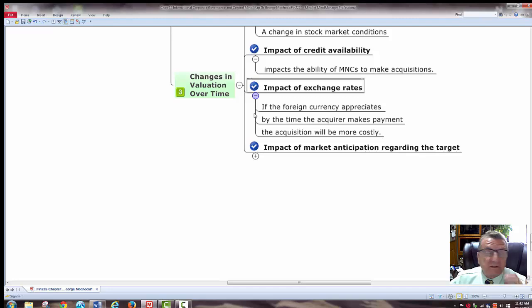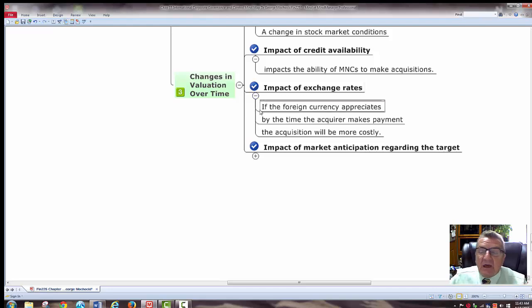Impact of exchange rate, that is a big difference because I'm looking at bringing value. What's going on with the currency? If the foreign currency appreciates, its goods are worth more. By the time the acquirer makes the payments, the acquisition will be costly. So I'm looking at where it's at. If the currency has appreciated too much, it's going to cost me more to buy it or sell it.